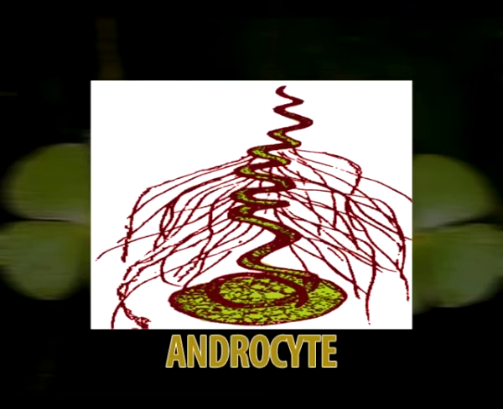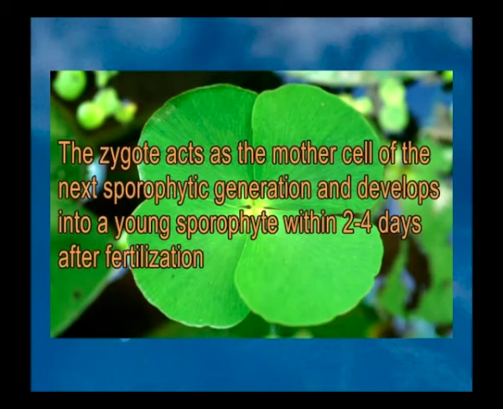When one of the sperms, that is androcytes, fuses with the egg to accomplish fertilization, it forms the diploid zygote. The zygote acts as a mother cell of the next sporophytic generation and develops into a young sporophyte within 2 to 4 days after fertilization.